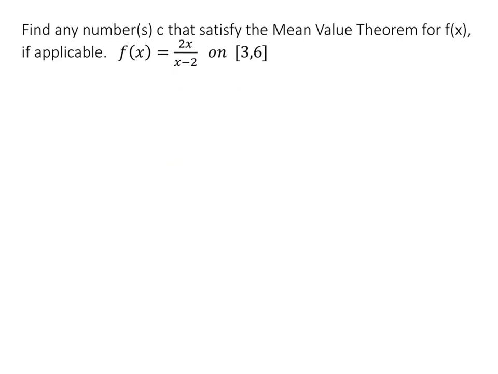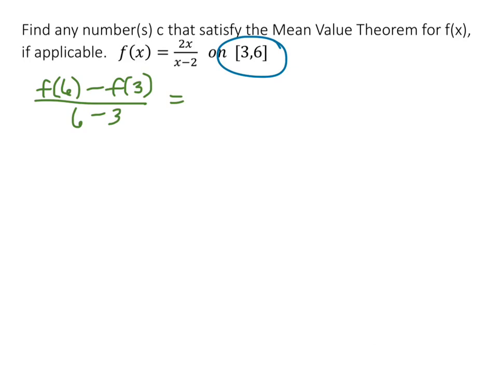Here we're going to look for other values of c that satisfy the mean value theorem on the closed interval if it applies. Same function here, so the only discontinuity is the x value of 2, but notice 2 is not within this closed interval, so the function is continuous from 3 to 6. We have no other discontinuity within that closed interval. So we're going to start by finding the average rate of change, which is the average slope, and the setup goes like f of 6 minus f of 3 over 6 minus 3.